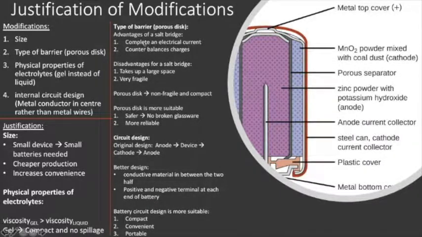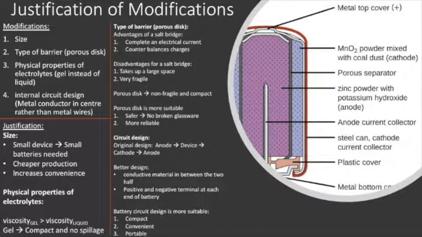Justification of the type of barrier. The type of barrier used would need to be modified for my experimental galvanic cell design to be suitable for use in an electronic device such as a TV remote. A better alternative to a salt bridge is a porous disc. The advantages of a salt bridge are as follows. It completes an electrical current and counterbalances charges. The disadvantages for a salt bridge are it takes up a large space and it's very fragile. However, the porous disc has the exact same advantages except that it's non-fragile and is compact. Therefore, logically, it can be argued that the advantages of a porous disc outweigh the advantages of a salt bridge.